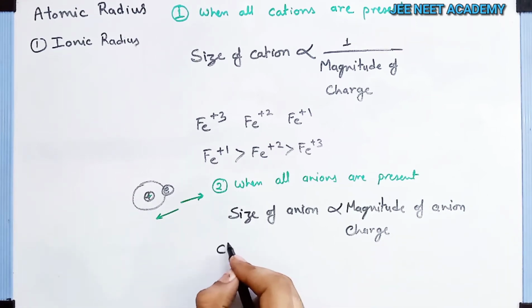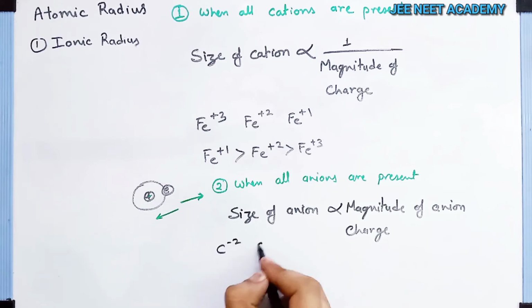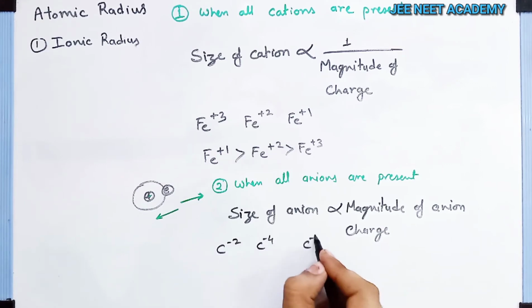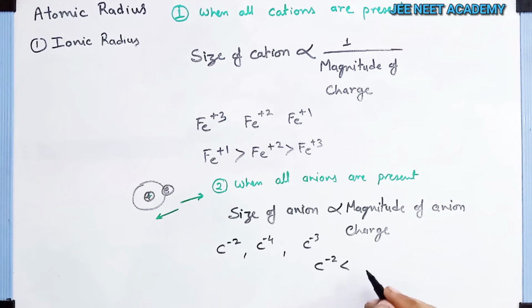For example, carbon minus 2, carbon minus 4, carbon minus 3. Here C minus 2 will have the least size of anion, then C minus 3, then C minus 4. This will be the size of anion. And this is true for all the cases when ions are from the same element.